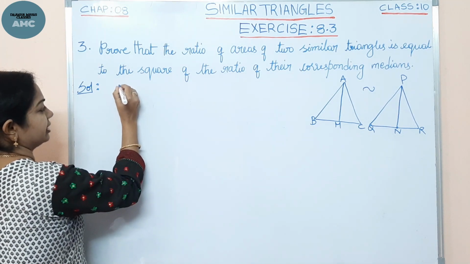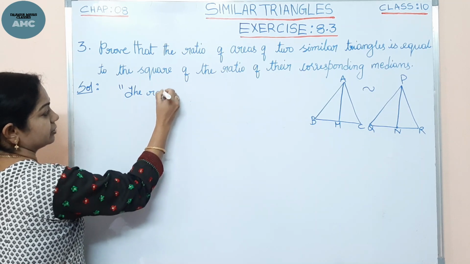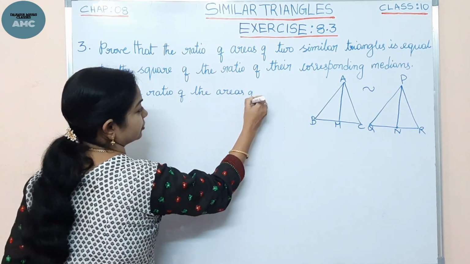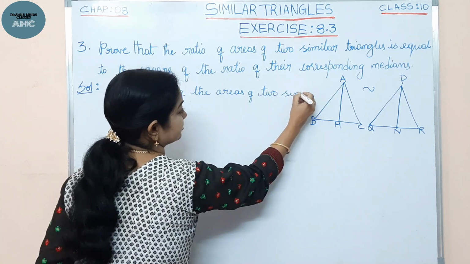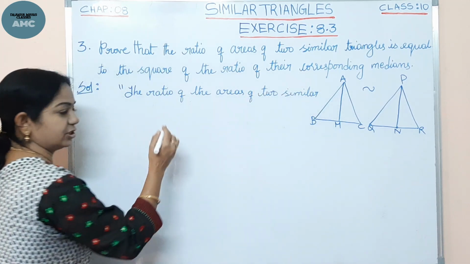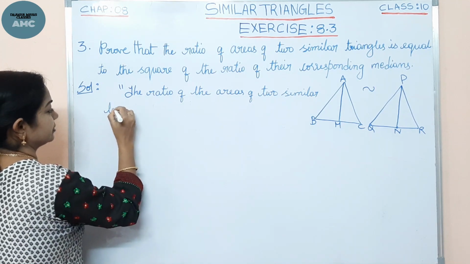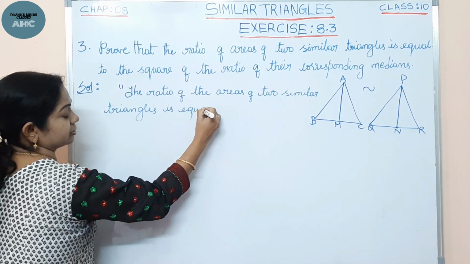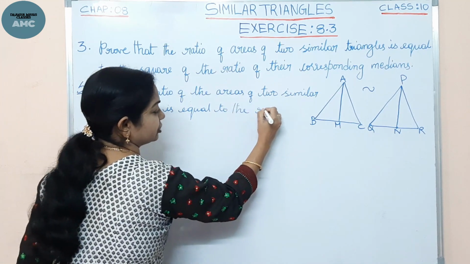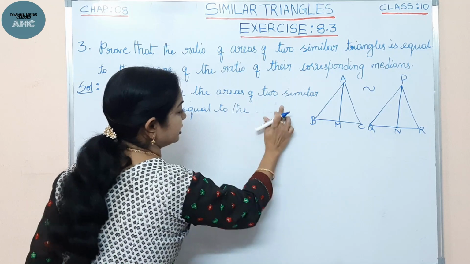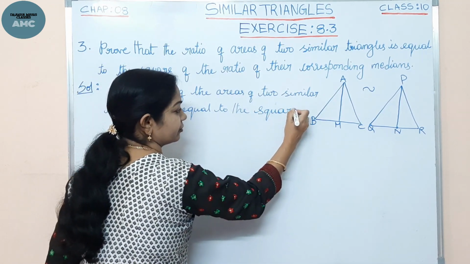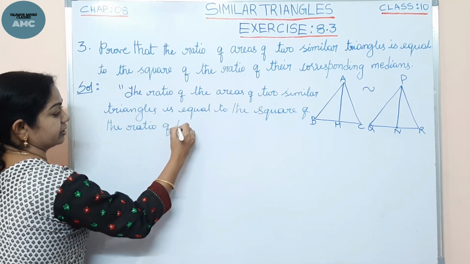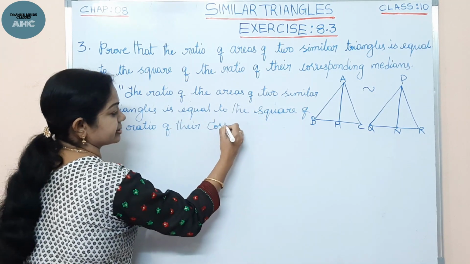The theorem states that the ratio of the areas of 2 similar triangles is equal to the square of the ratio of their corresponding sides.